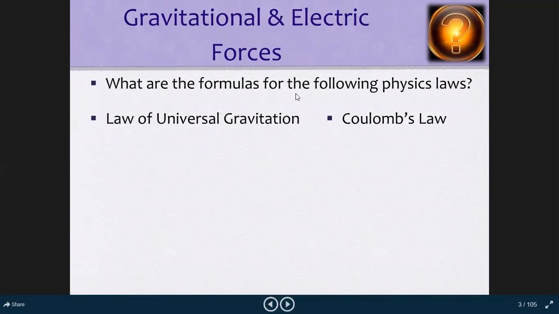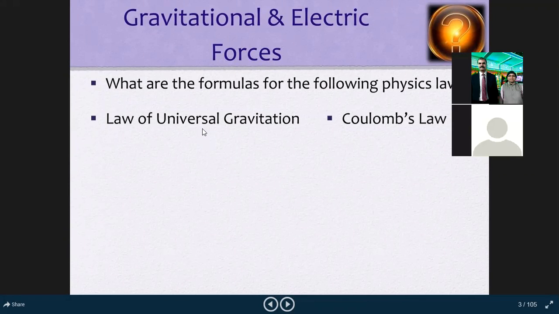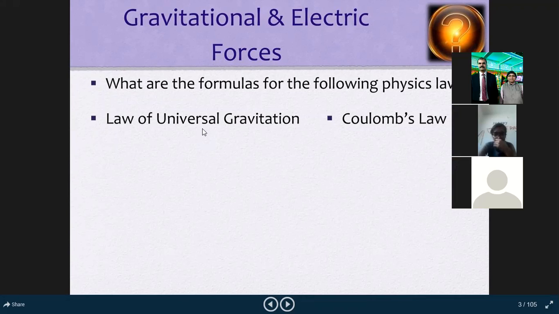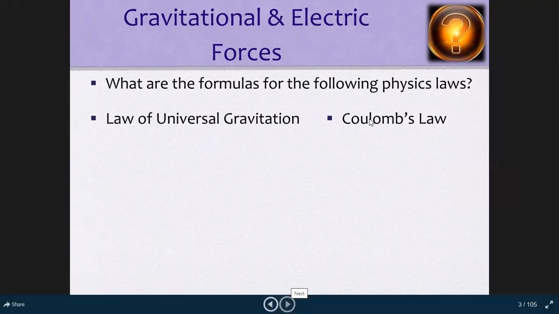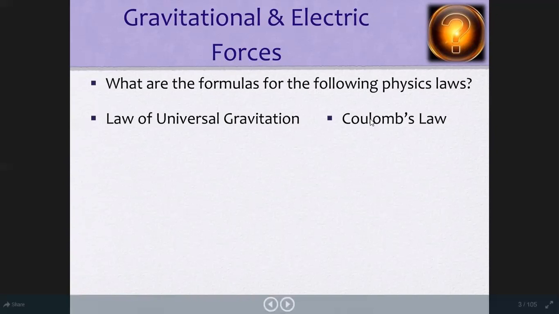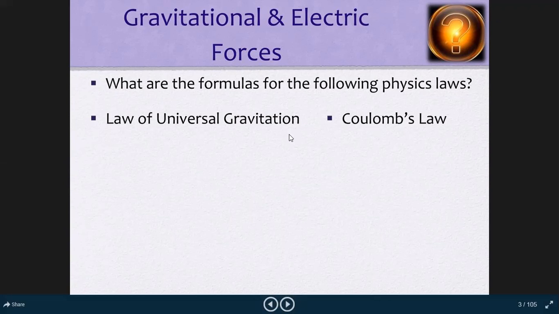The formulas for the physics law of universal gravitation and Coulomb's law both follow the inverse square law. Universal gravitation is based on a fundamental property of matter called mass. The next one is based on another fundamental property of matter, called electric charge.